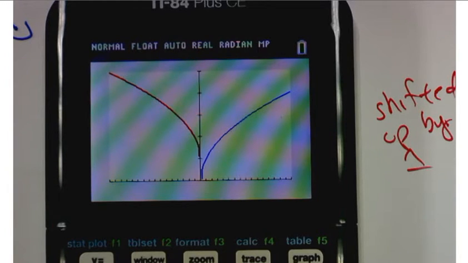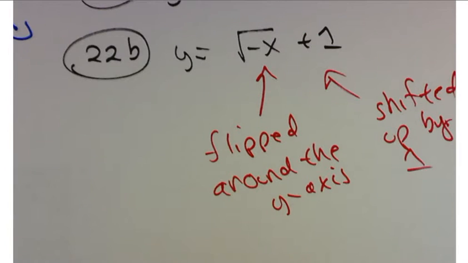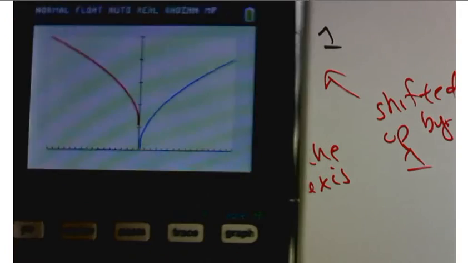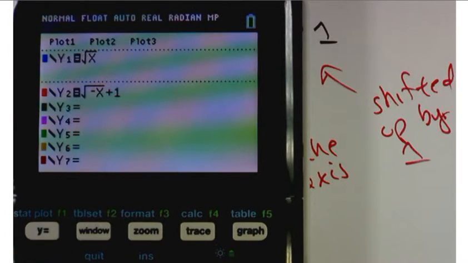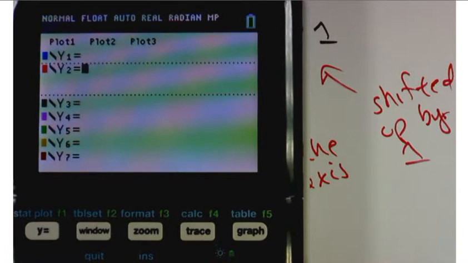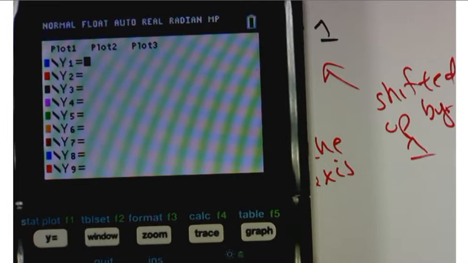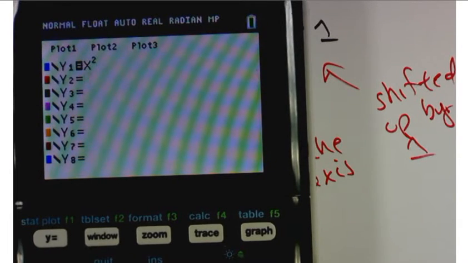Here's a little thought question. Let's take a look at the graph of x squared, and if I wanted to reflect this around the y-axis, I would graph negative x in parentheses and then square that. So let's take a look at those graphs.